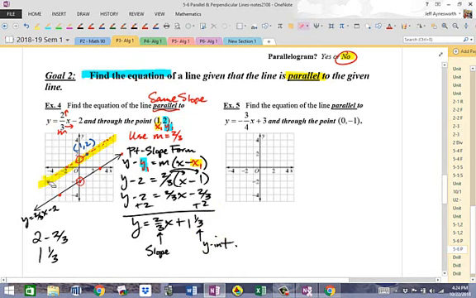Okay, so now let's plot. Let's plot 1 comma 2. Let's put that back. There it is. And it's got a slope of 2/3. So up 2, right 3. Let's reverse it, and down 2, left 3. And let's draw the line.